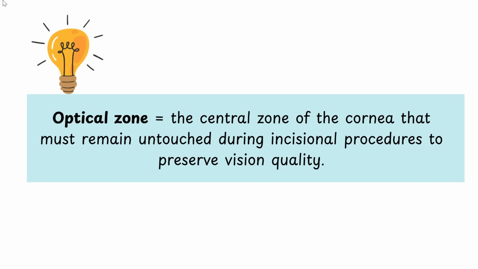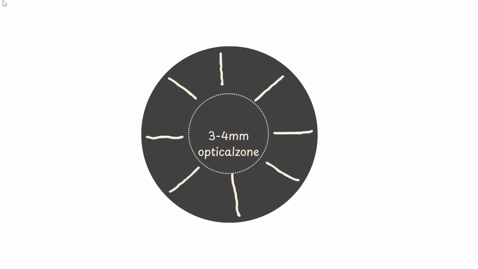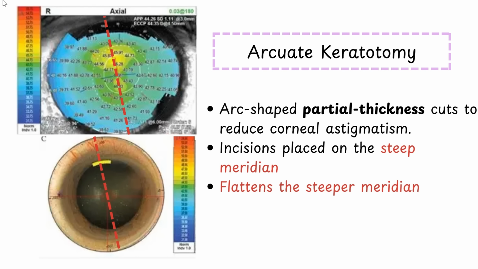A quick note on the optical zone. The optical zone here refers to the central area of the cornea that must remain untouched during incisional procedures to preserve visual quality. Any incision within this zone can cause glare, halos, irregular astigmatism, and reduced vision. For RK, this optical zone was typically 3 to 4 mm, and for other procedures, it varies accordingly. We'll discuss all of those in a while.